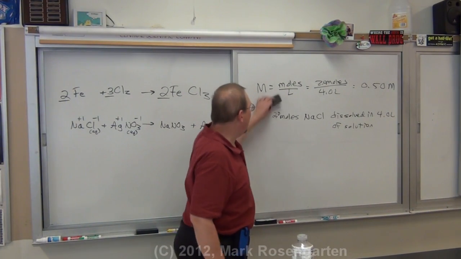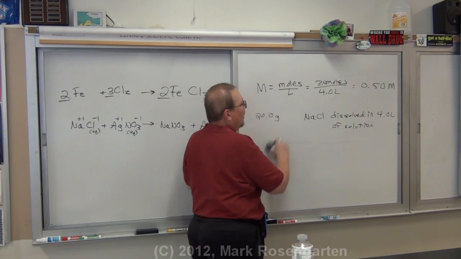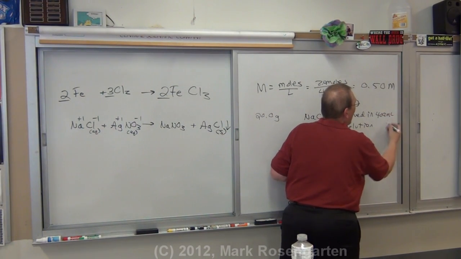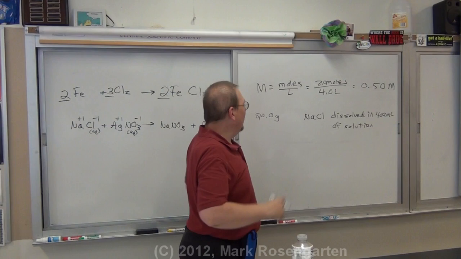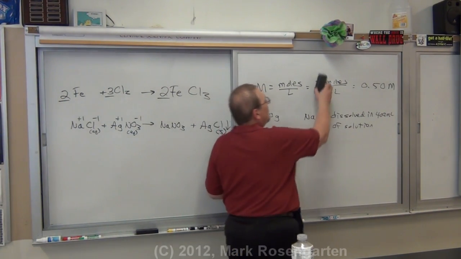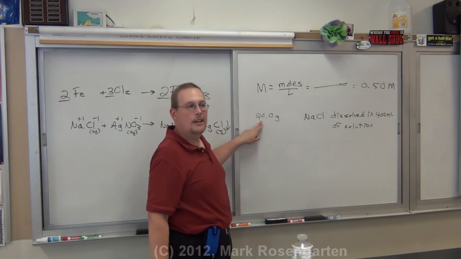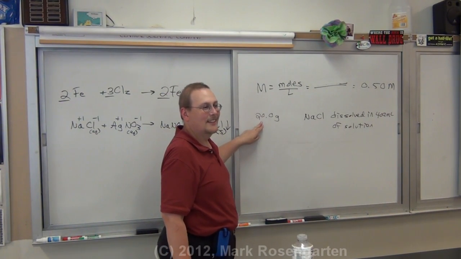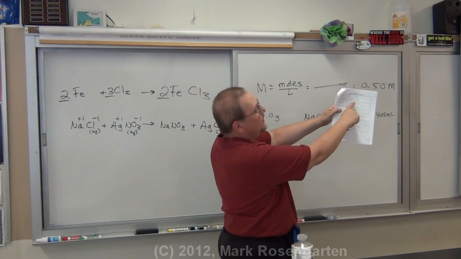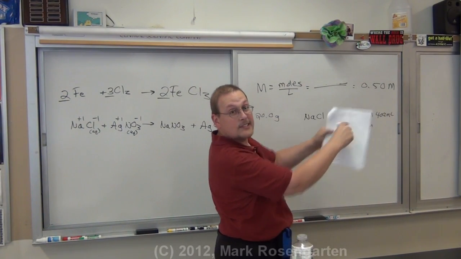It's not always this easy though. Sometimes they'll say we have 20.0 grams of NaCl dissolved in 400 milliliters of solution. Then you got a little bit of work to do, because in order to get moles, you got to convert grams to moles. And how do you do that? The equation. How do you convert grams to moles? Mole calculations. Number of moles equals given mass divided by gram formula mass.